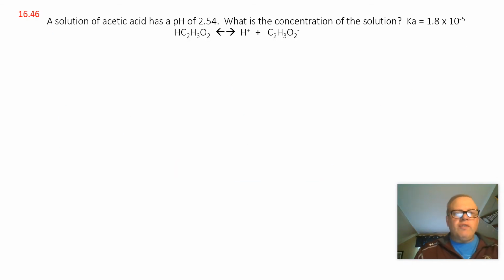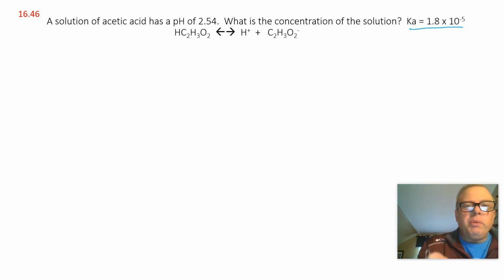A solution of acetic acid has a pH of 2.54. What is the concentration of the solution? In other words, what's the initial concentration? And I've got the Ka value here, which I put in your homework, of 1.8 times 10 to the negative 5.